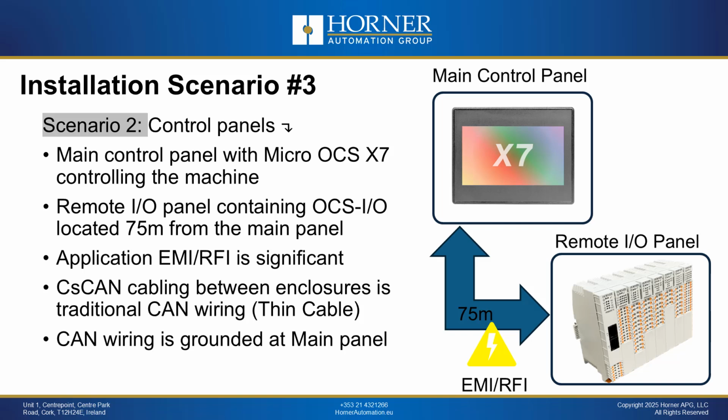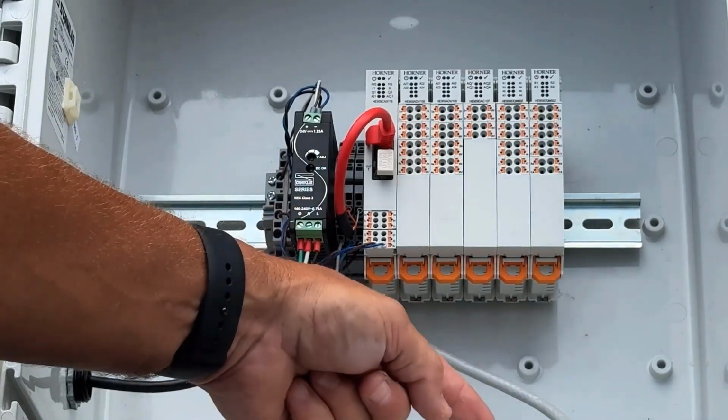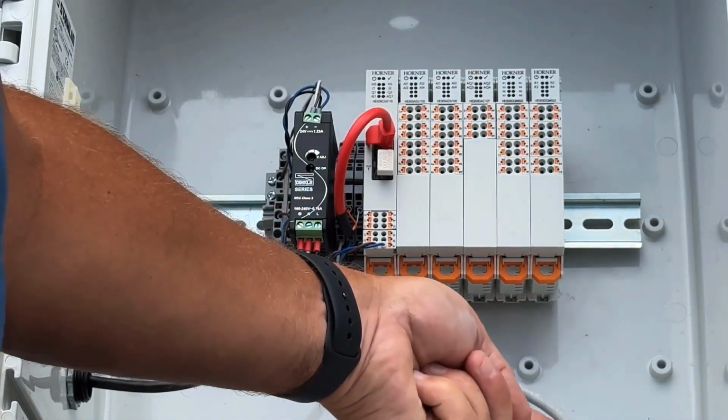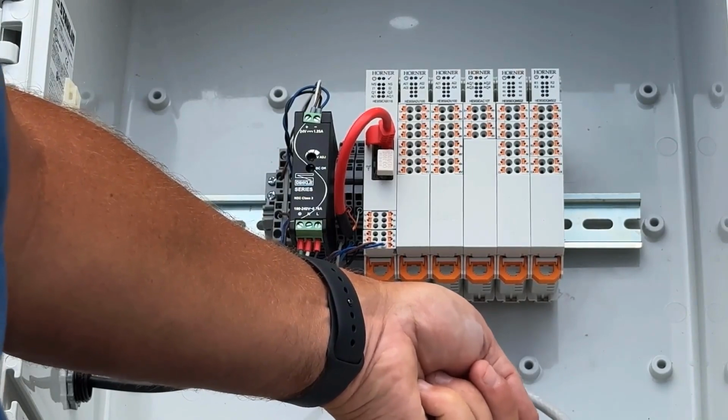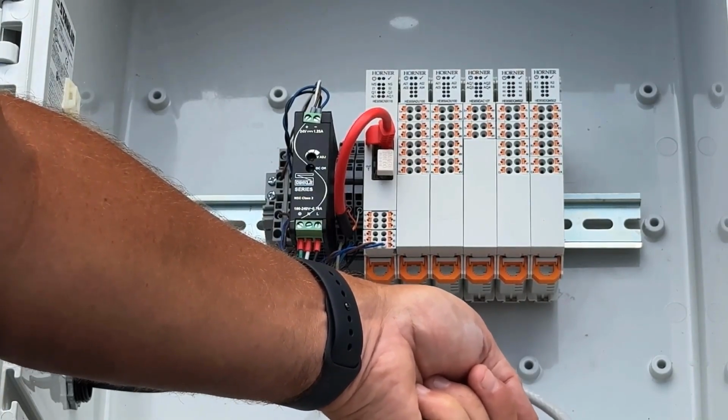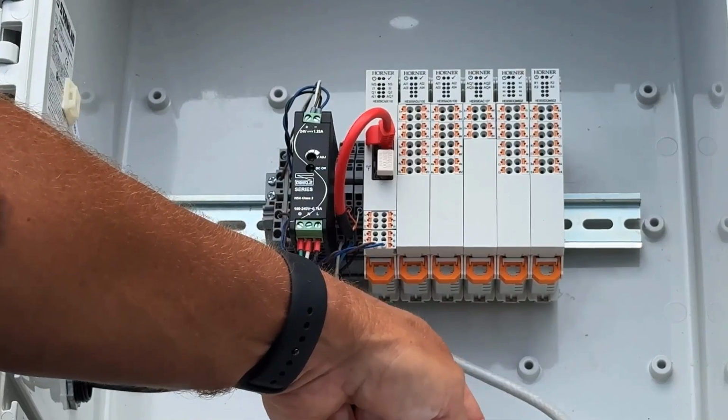Now let's go to the bench and take a look at how we make the connections. Now we are moving into some scenarios where we are going to start using CAN wiring as an interconnection between OCS and this remote panel.